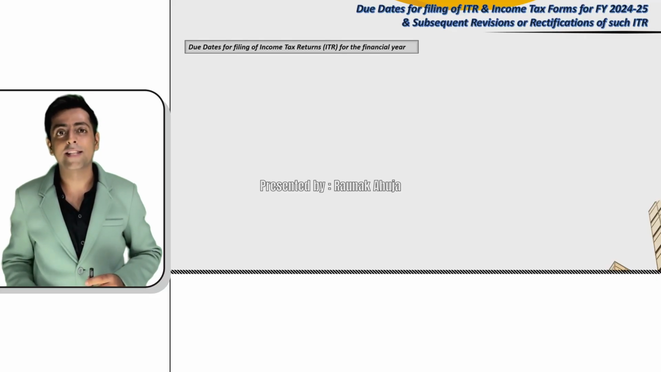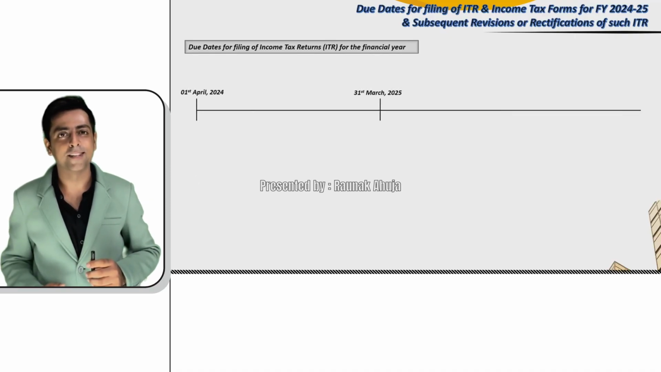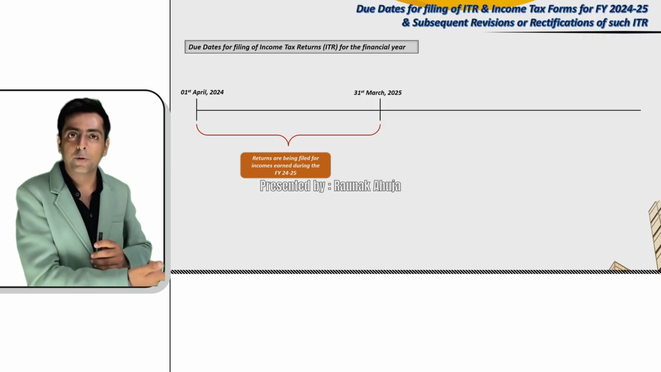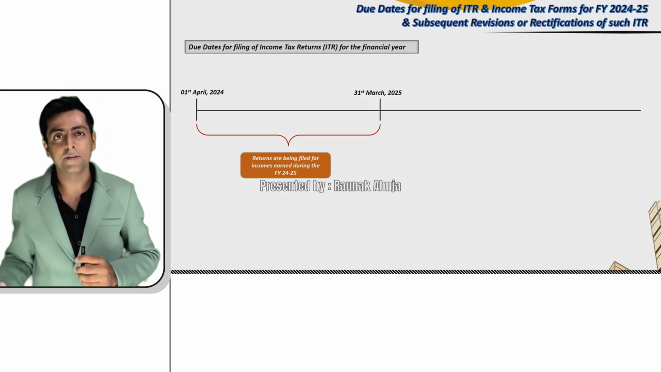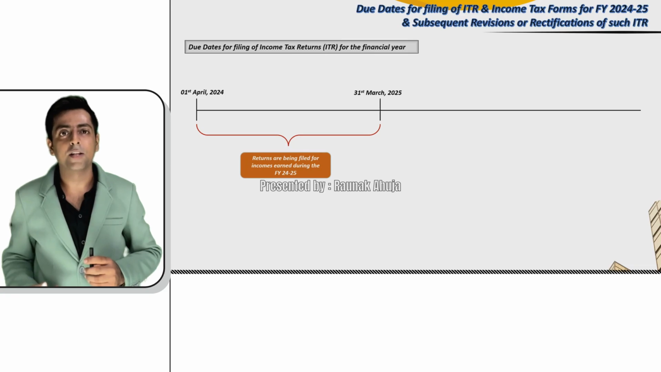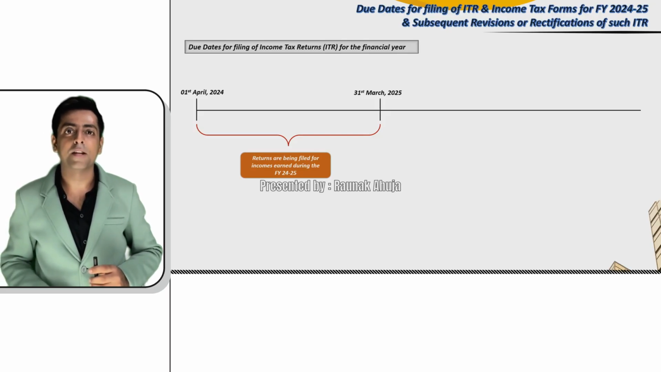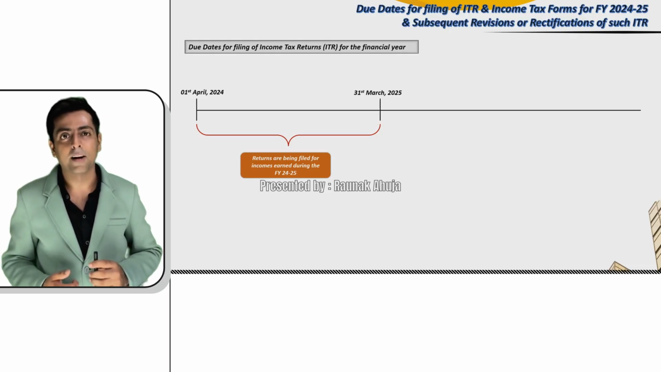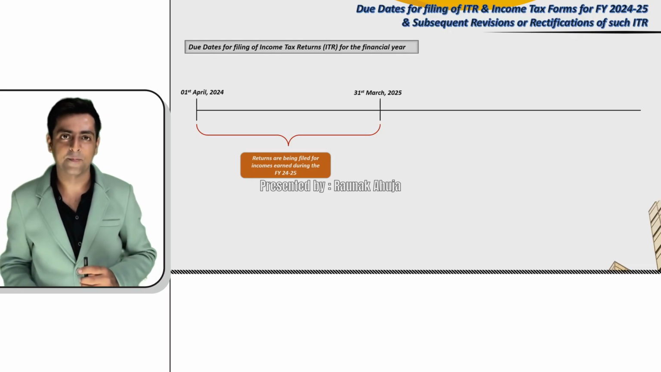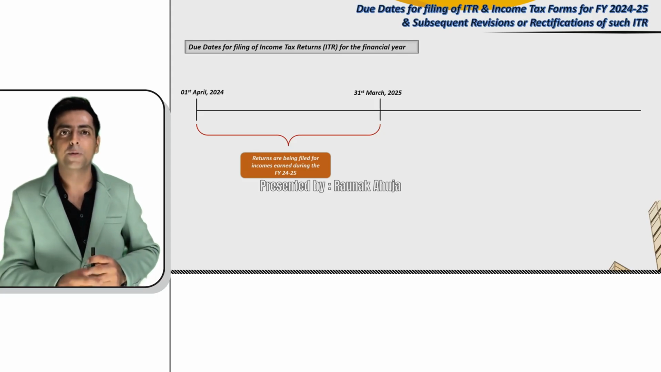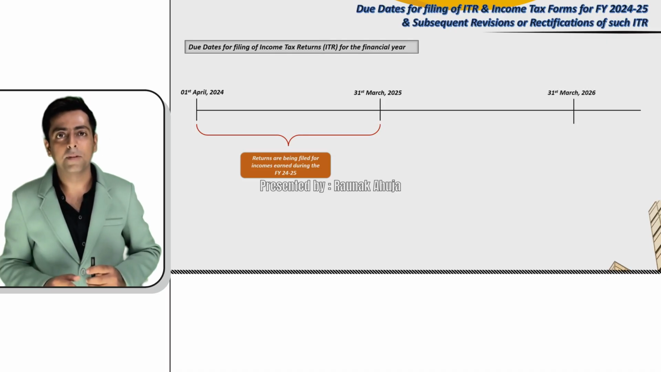Now, before discussing what exactly the due dates are, let's first try and understand for what period we are filing this income tax return. For all the incomes that are earned during the period 1st of April 2024 and the 31st of March 2025, the returns will be filed during the financial year 25-26. This means for all the incomes that are earned during the financial year 24-25, the returns will be filed during the financial year 25-26. Now, this also means that for all the TDS that has been deducted during the financial year 24-25, the refunds can be claimed in this return of financial year 24-25.